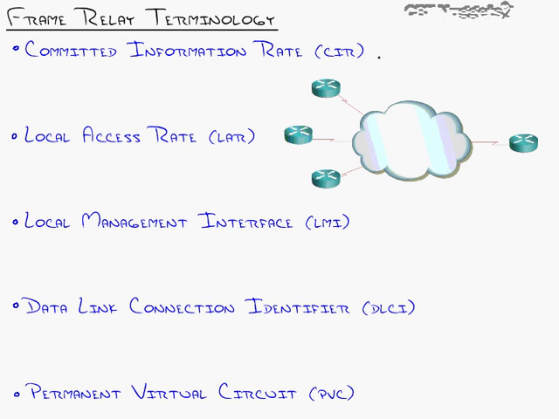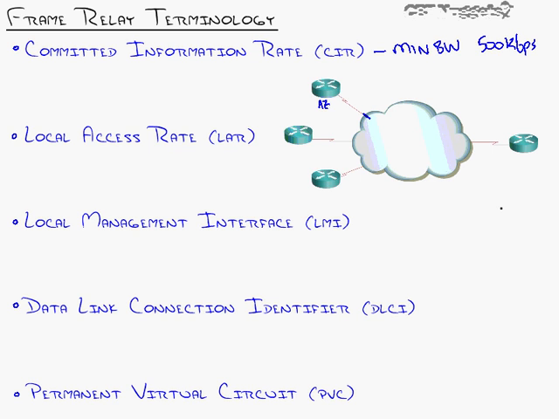The first term that we have is committed information rate. This is the bottom line, the minimum bandwidth that the service provider guarantees you. So if, let's say, I had this office here in Arizona, I might sign up for a committed information rate, a CIR, of 500 kilobits per second. Now, when you think of a minimum, that's the bottom line.